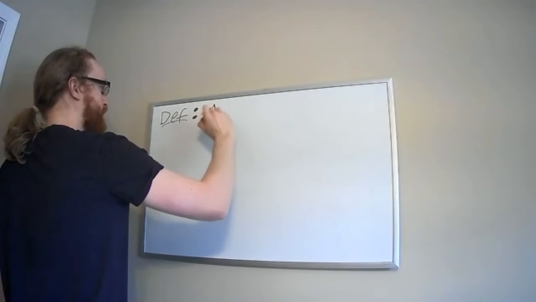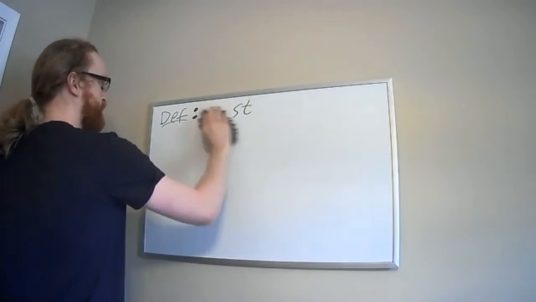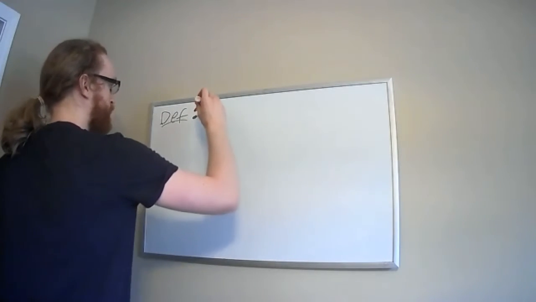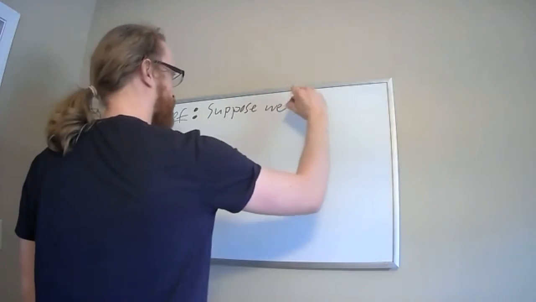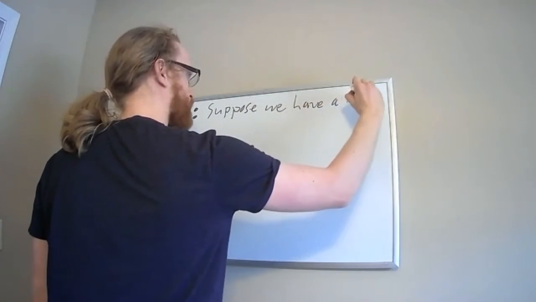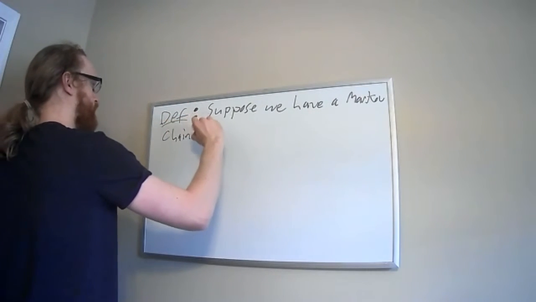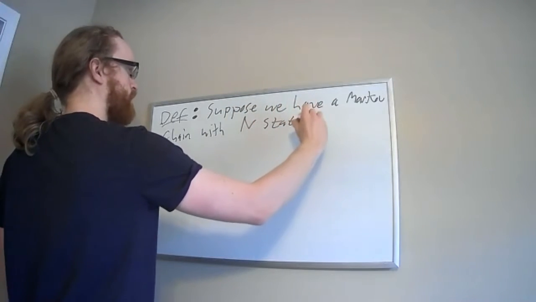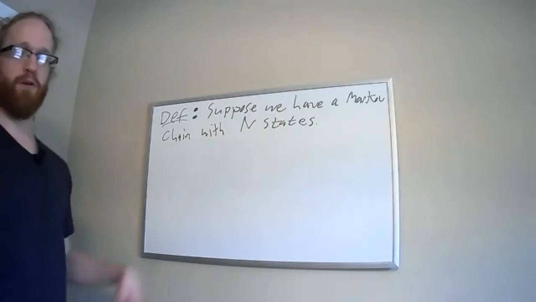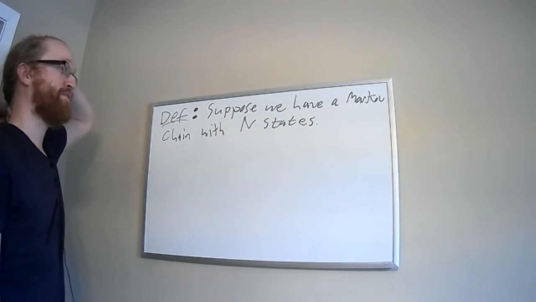Let's define a state vector. First, we need a Markov chain. So suppose we have a Markov chain, and it has, say, n states. So n is just some positive integer representing the number of states that I have in my Markov chain.